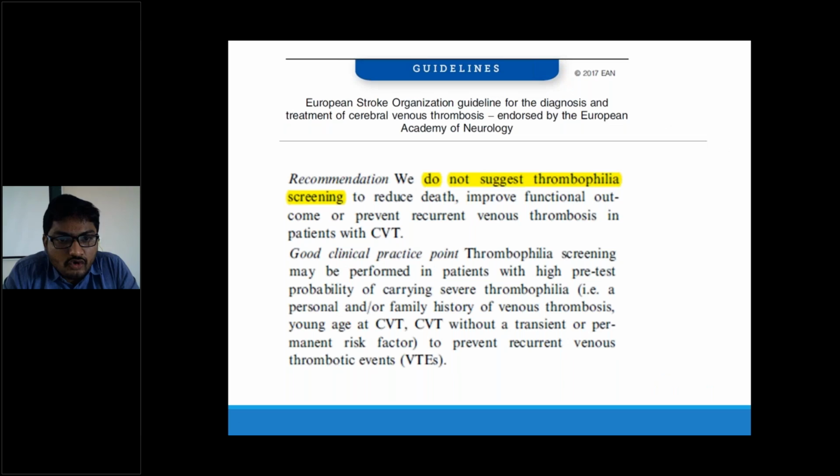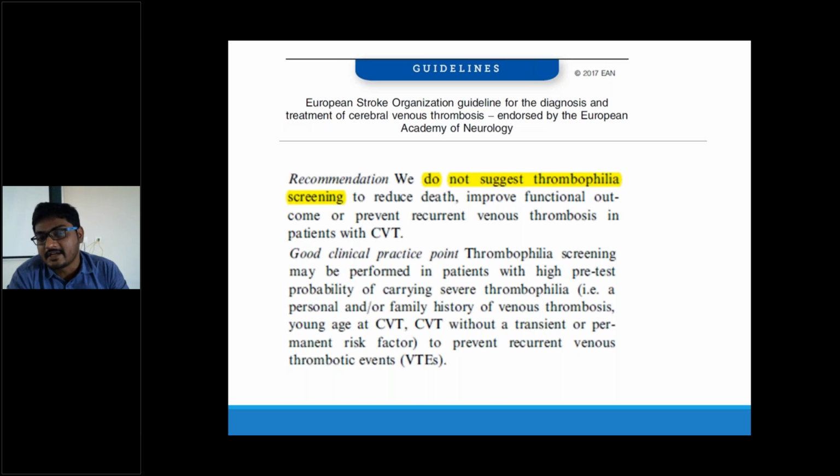We do not suggest thrombophilia screening to reduce death, improve functional outcome, or prevent recurrent venous thrombosis in patients with CVT, right? Thrombophilia screening may be performed in patients with high pretest probability of carrying severe thrombophilia. That is a patient having a personal history or family history or young age of CVT in their family. Then you should go for thrombophilia screening, right? The thrombophilia screening is nothing but protein C, protein S.